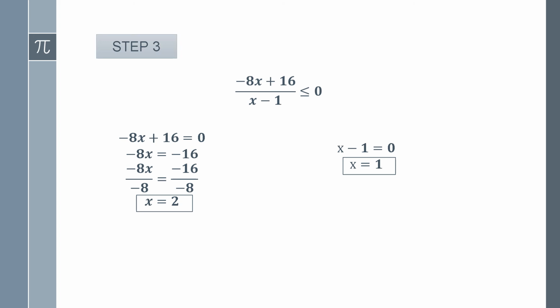Mali. Negative 16 over negative 8. Therefore, x is equal to 2. Then, sa denominator naman, x minus 1 is equals to 0. Kapag nilipat natin yung negative 1 sa kabila, magiging x is equals to 1.